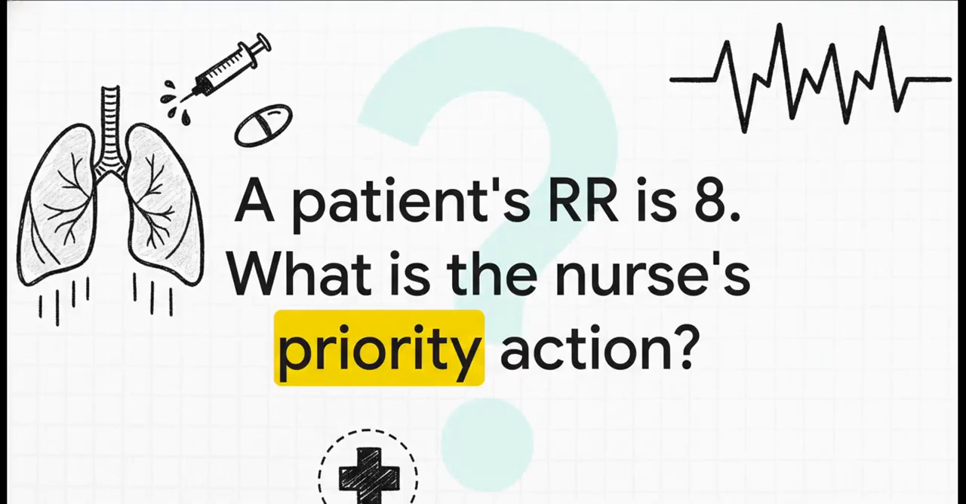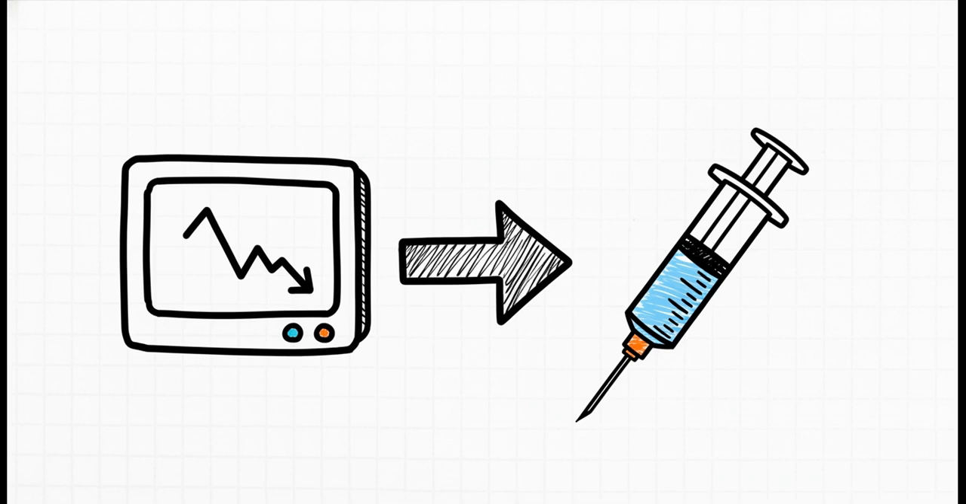Okay, next one. A patient receiving morphine has a respiratory rate of 8 breaths per minute. What is your priority action as the nurse? Think it through. The right answer is to prepare to administer naloxone. A respiratory rate of 8 is a critical finding. It's well below that magic number of 12, and it requires immediate reversal.